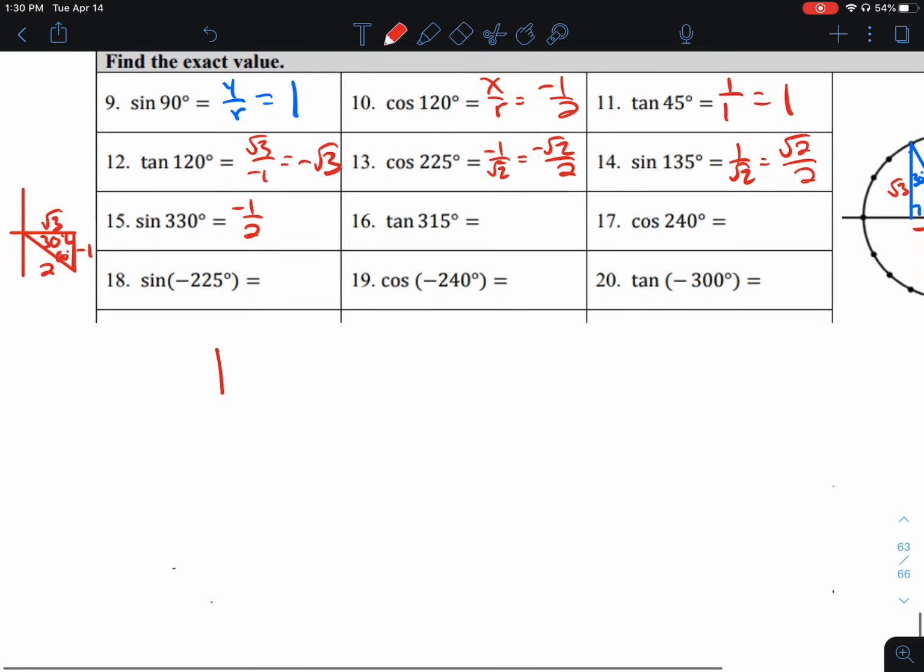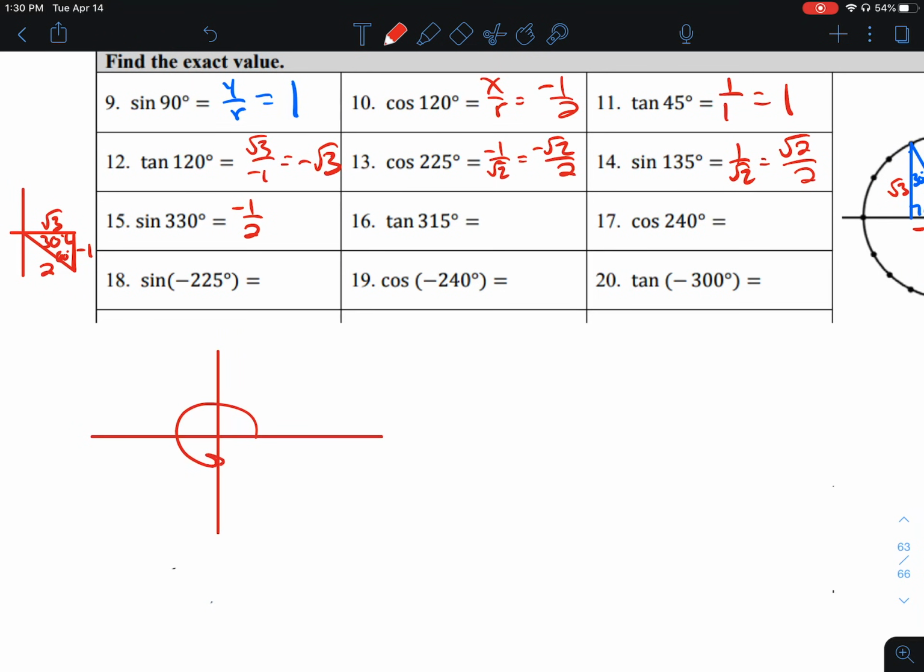So 315, that's in quadrant 4. That makes the reference angle 45. So it's a 45, 45, 90. X and y are 1, and the radius is square root of 2. Since it went down, y is negative, x is positive. R is always positive. Tangent is y over x. That's negative 1 over 1, which is negative 1.